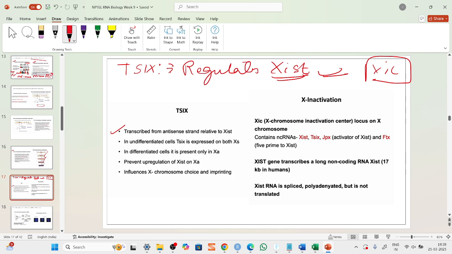The Xist gene transcribes a long non-coding RNA, Xist, and Xist RNA is spliced and polyadenylated, but it is not translated. So basically, for X inactivation, there is a certain defined, regulated, dedicated space, which is your XIC, the X chromosome inactivation center. I hope this is clear to everybody.